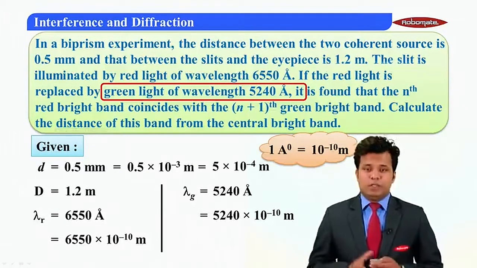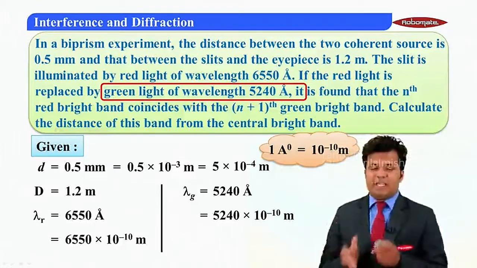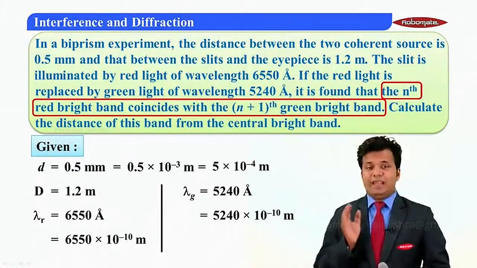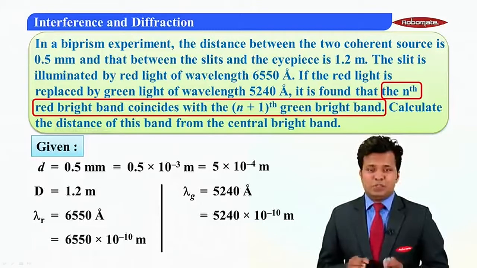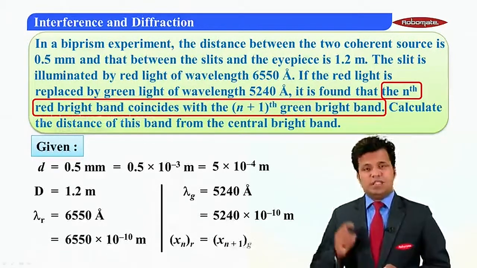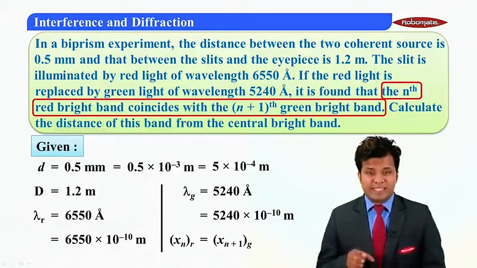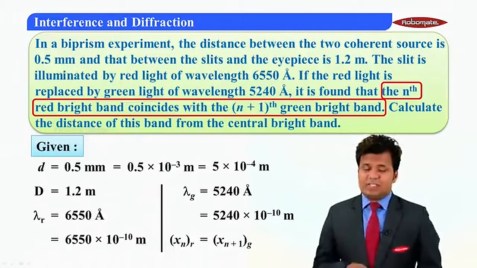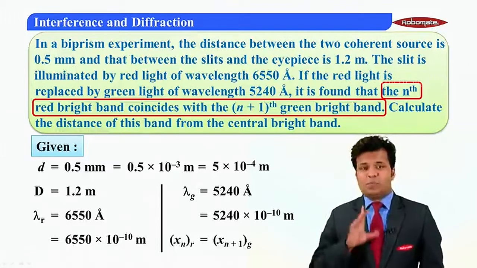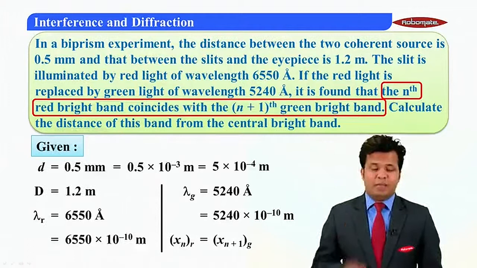So this was given. Now the condition, what happens when red light is replaced by green light, is that the nth red bright band and n plus 1th green bright band are going to coincide. So I can say xn for r is going to be equal to xn plus 1 for g. Because students, what is xn? Xn is the distance of the nth band from the central bright band. And what is xn plus 1? It is the distance of the n plus 1th green bright band from the central bright band.